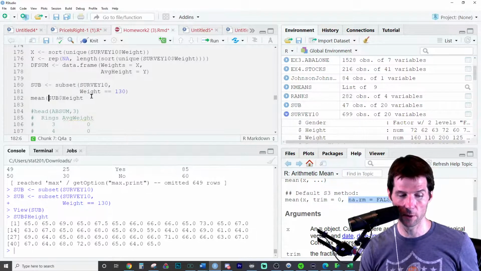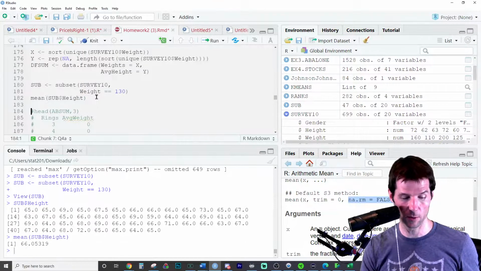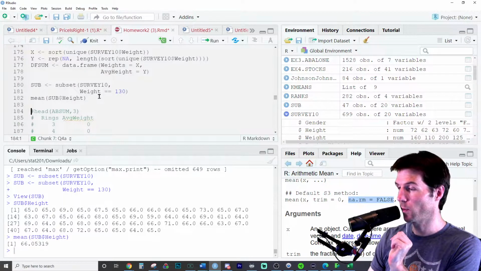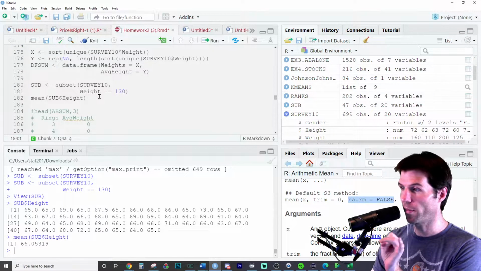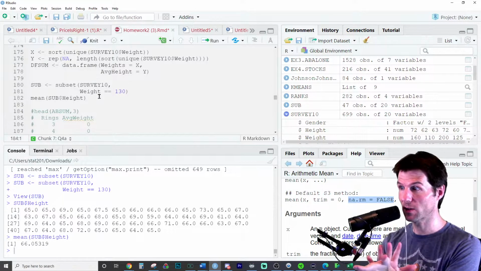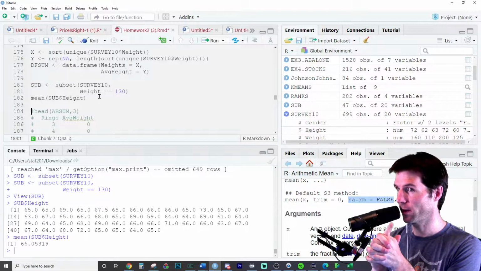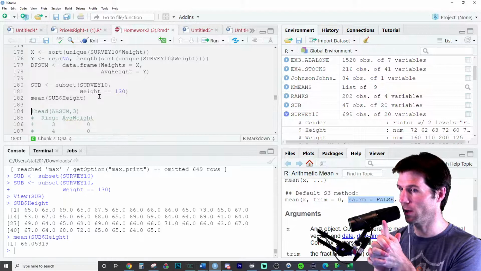Notice how we keep running our code to check it. Okay, we got the height vector. We're taking the mean of it. And that is the mean height, 5'6", for people who weigh 130. Does that make sense? The mean height for people who weigh 130 is this right here.